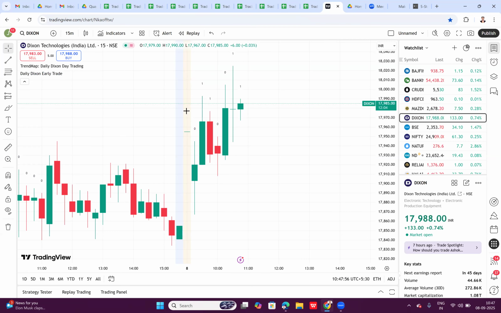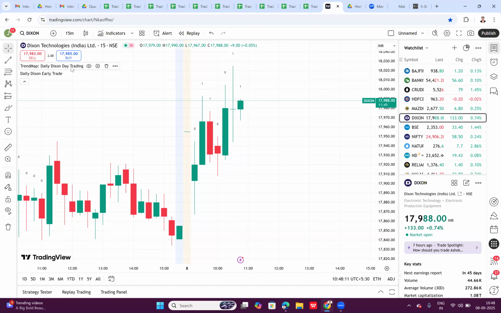So for cash trading we have two indicators. First we check for a trade using this early trade indicator, and if a trade is not available using it, then we check using this Dixon day trading indicator. For the Dixon cash rule, we will schedule a separate class. In this class, we will discuss the future and option rules. So this Dixon early trade indicator is for cash trading.